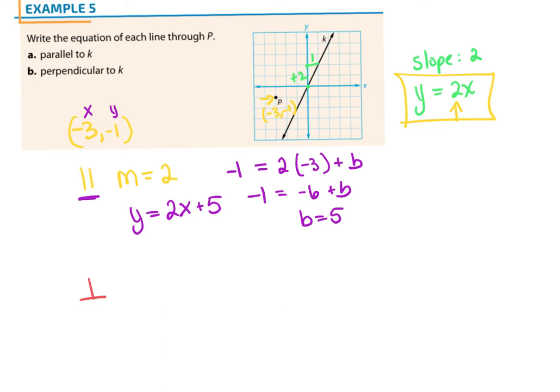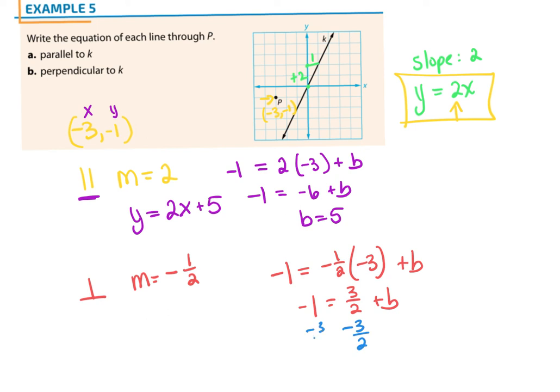Perpendicular. If my slope is +2, then my perpendicular line should be the negative reciprocal. So my slope here should be -1/2. I'm going to do the same thing with that point. Y equals m times x plus b. -1 equals +3/2 plus b. Subtract your 3/2. You're going to get -5/2. All right? Y equals -1/2 x minus 5/2. That is perpendicular.